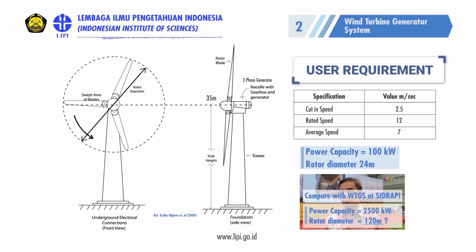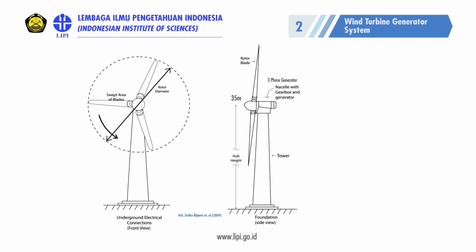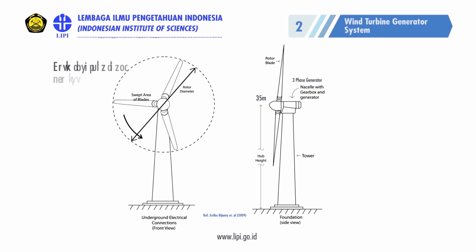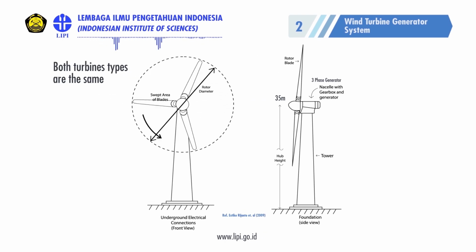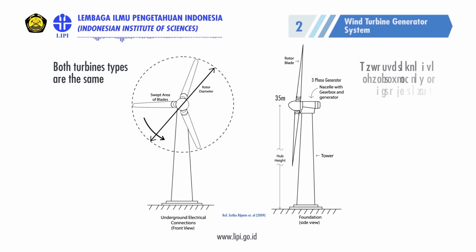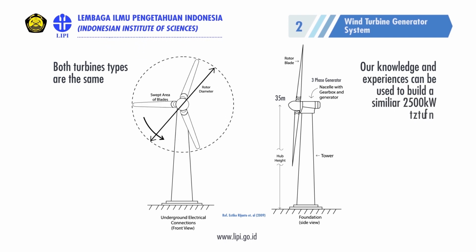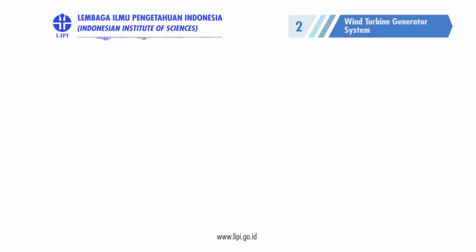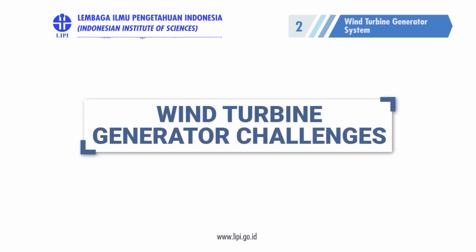This gives us understanding that capacity is only a matter of size. Because both turbine types are the same, our knowledge and experiences of designing this wind turbine generator system, I think, can be used to build a similar 2,500 kilowatt system.